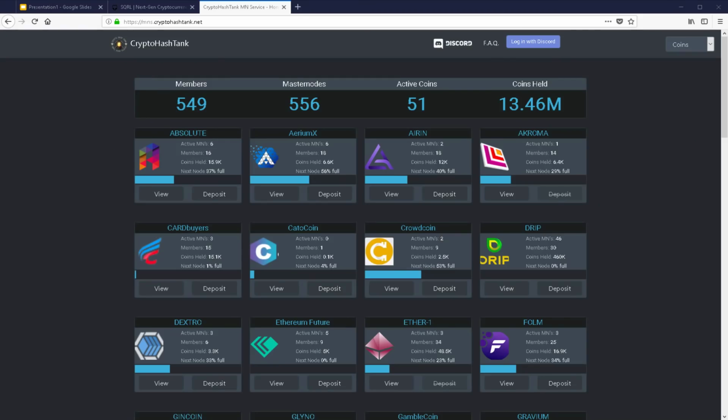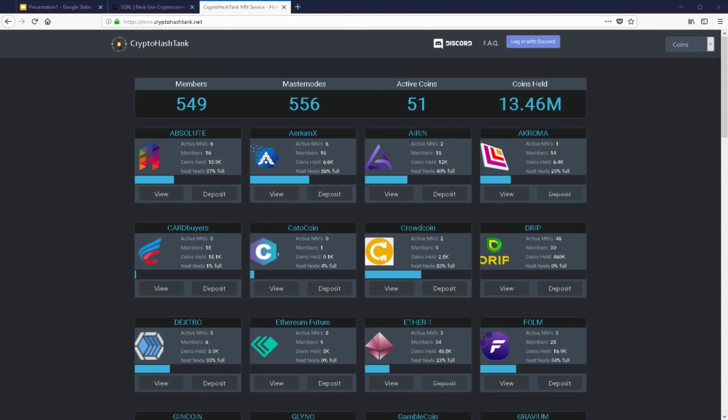The one that I looked at before, I don't know if you saw the video I did about Equipool. They don't really have a website. They've just got Google spreadsheets showing you deposits in and out. But this one looks like it's quite well done, with all the coins listed. You can view it. I like how they've got a bar there to see the next node is 56% full. So you can see all the members, the masternodes, 556 masternodes. That's insane. It's really impressive.